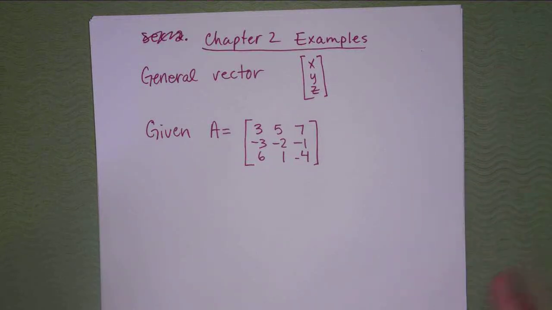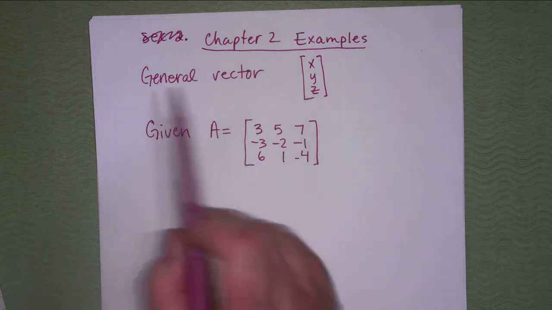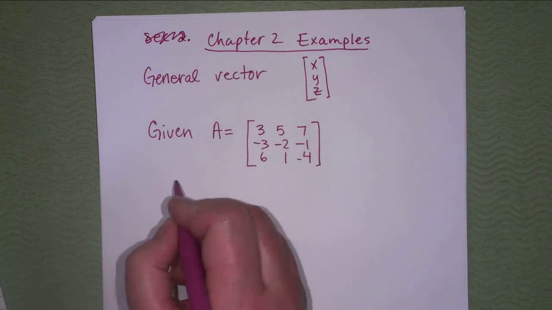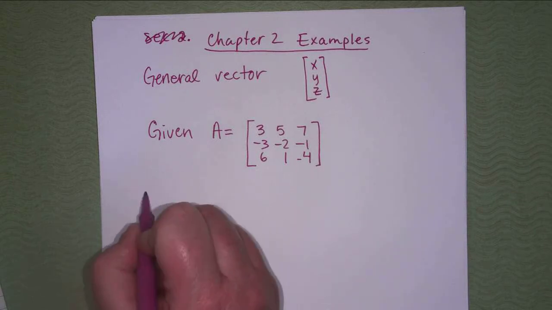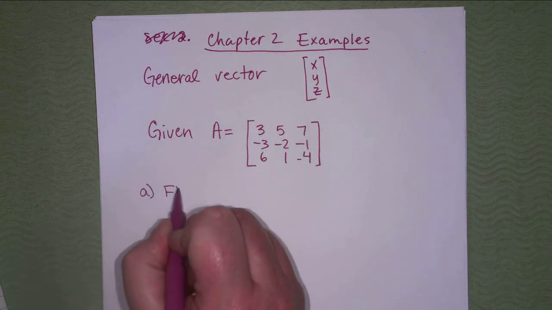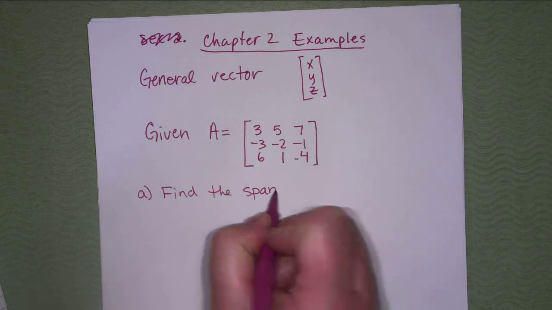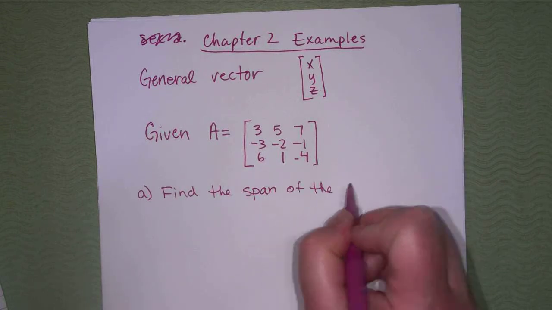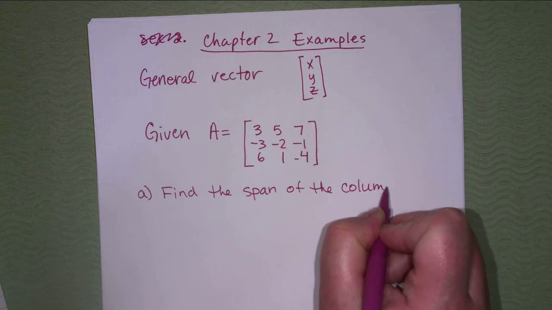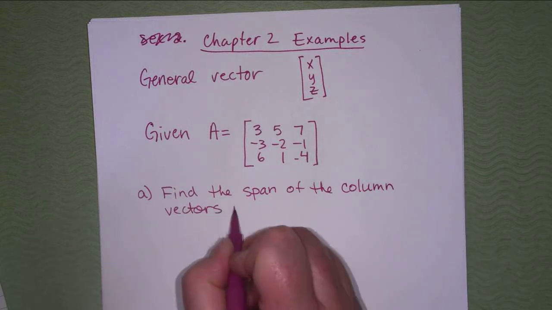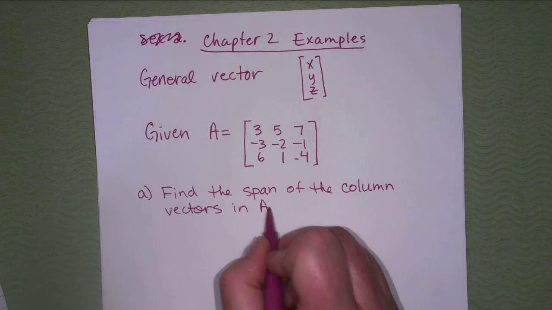Okay, so we're just going to do some examples from Chapter 2 that will help you with the test. A general vector is just x, y, z. So if we're given a matrix A, and suppose I said to find the span of the column vectors in A.